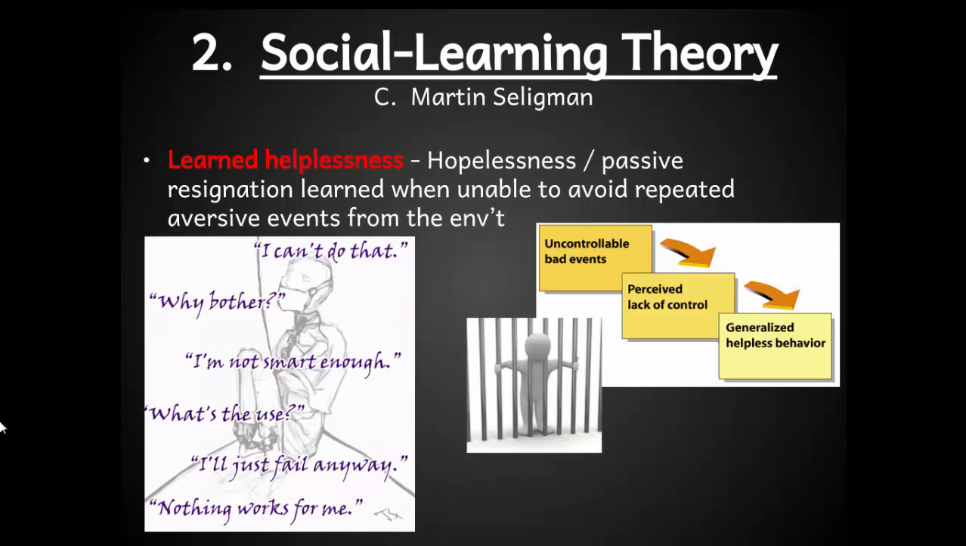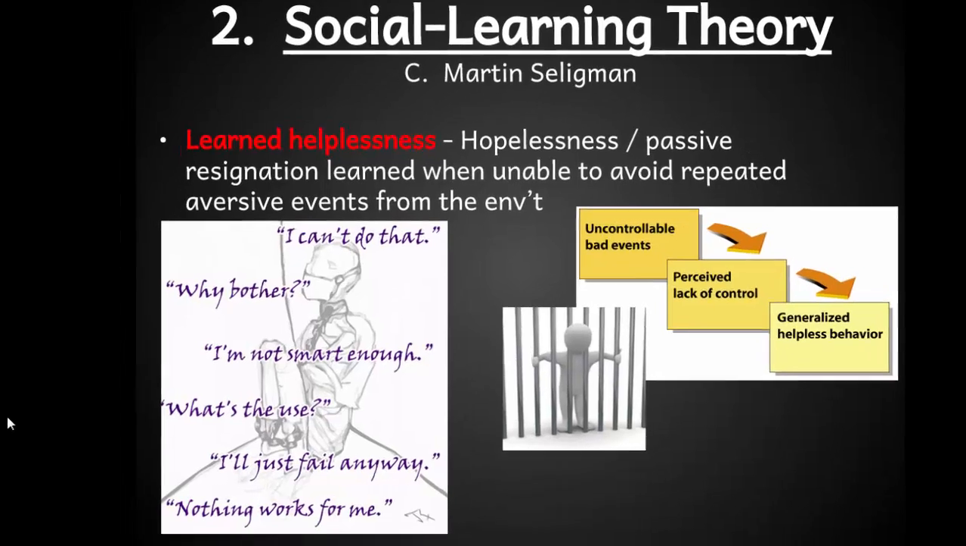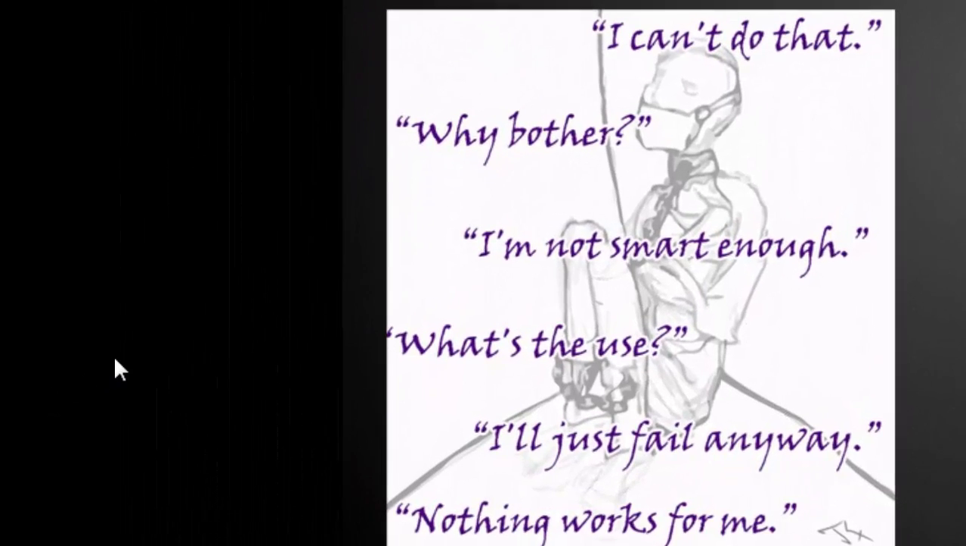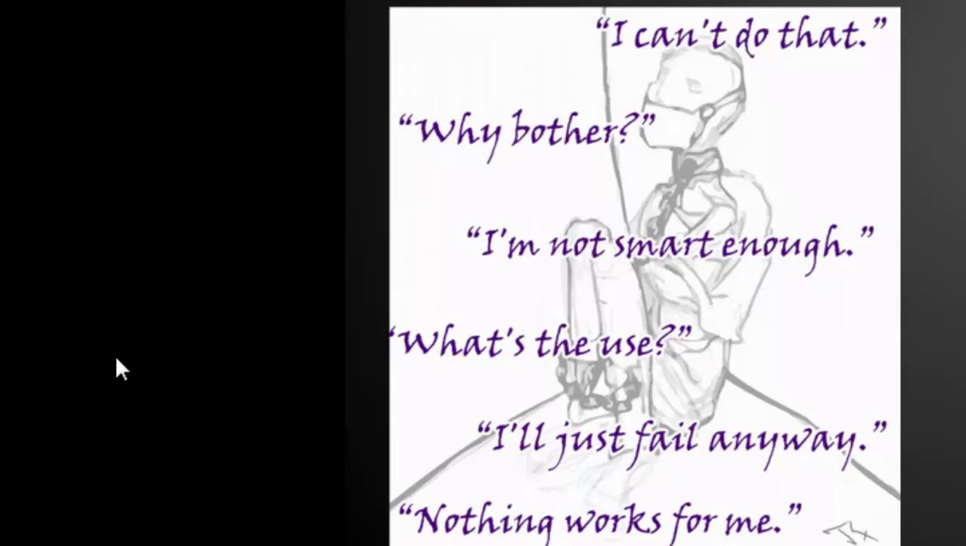So learned helplessness, by definition, is an idea of hopelessness or a passive resignation that is learned when a person is unable to avoid repeated aversive or negative events that are coming from the environment. An example would be in this picture on the bottom left here, this person who feels trapped, feels chained up, and can't do anything. This would be a student, for example, who just can't pass a test to save his life. He's done everything that he can to learn the information, or at least he thinks that he has, and no matter what, every single test that he takes in this particular class, he always fails.